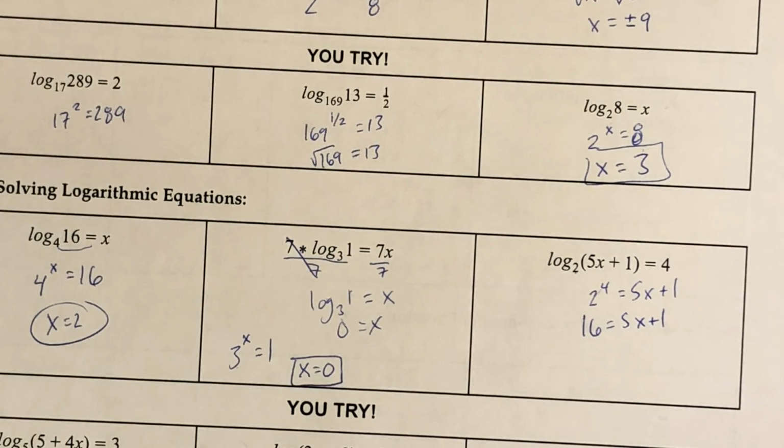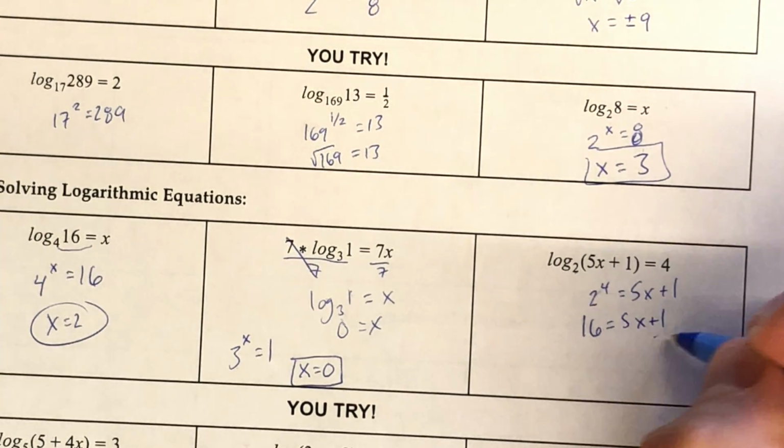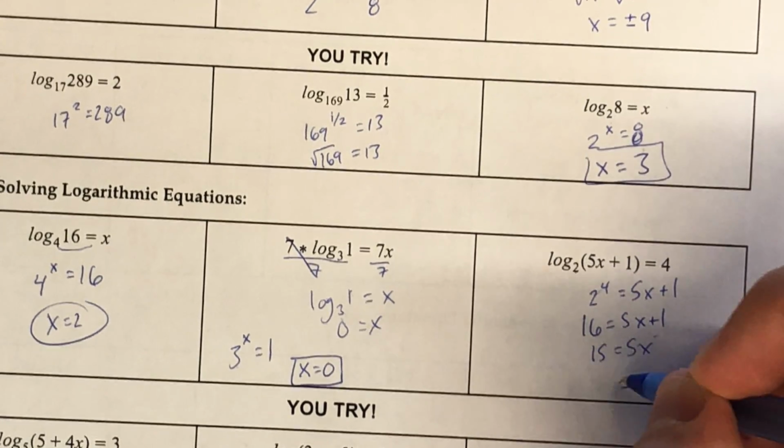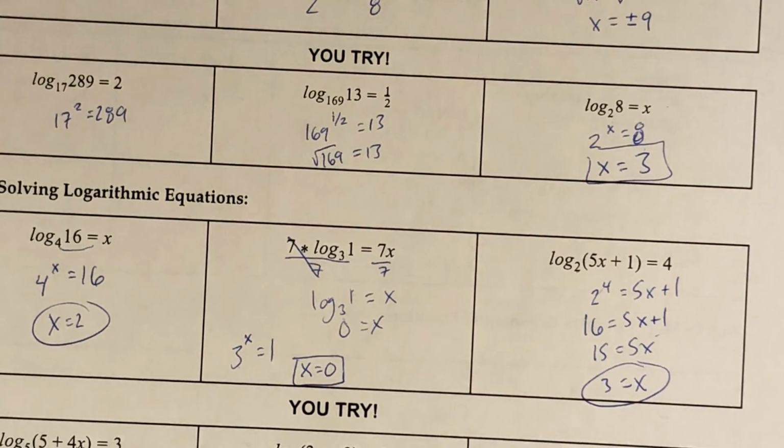And now we have a pretty simple two-step equation to solve for x. Subtract 1 from both sides, we get 15 equals 5x. Divide both sides by 5, we get x equals 3. Okay. All right, not too bad.